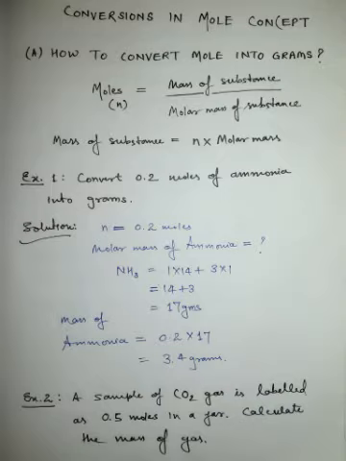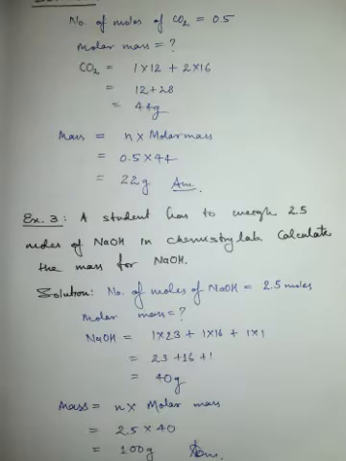The number of moles is given, that is 0.2 moles. Now we have to calculate the molar mass of ammonia. You know that the atomic mass of nitrogen is 14 and hydrogen has atomic mass of 1. So the molar mass is 14 gram and 3 gram total. 14 plus 3 is equal to 17 gram. That is your molar mass.